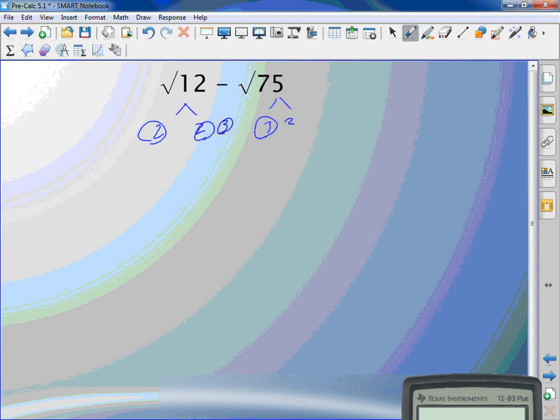3 and 25. 3 is prime. 25 is 5 and 5. All right, in the 12, I have a pair of 2's. So it's 2 square root of 3 minus, I have a pair of 5, so it's going to be 5 square root of 3.